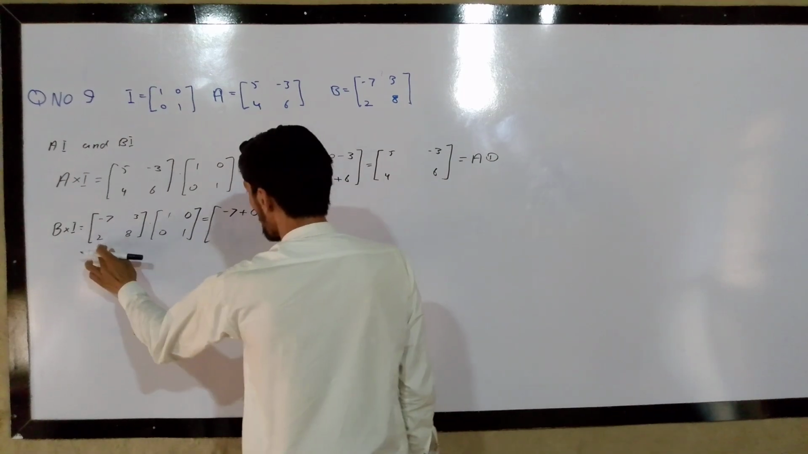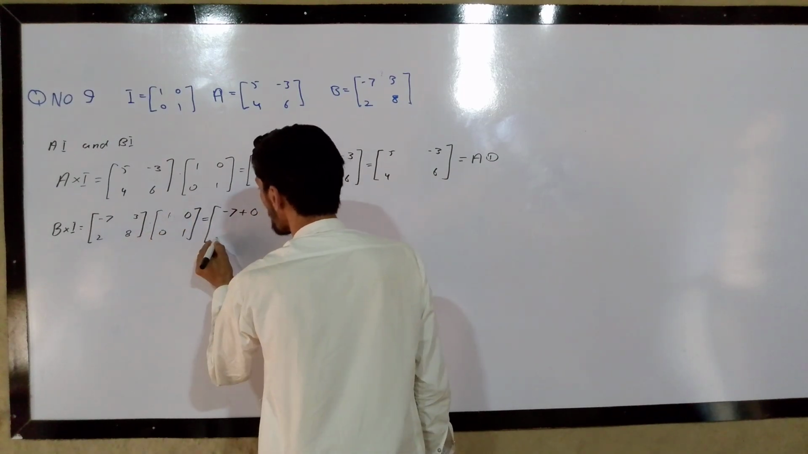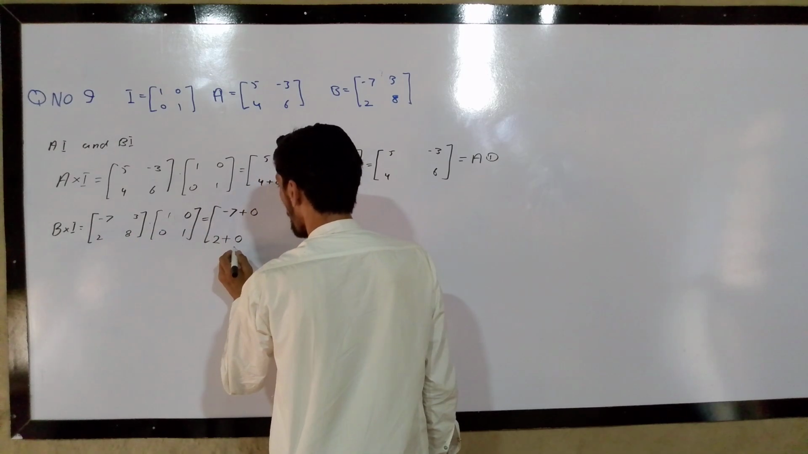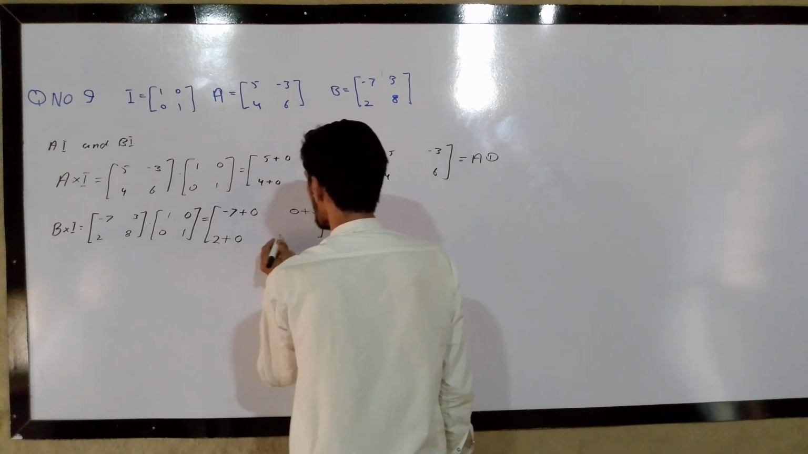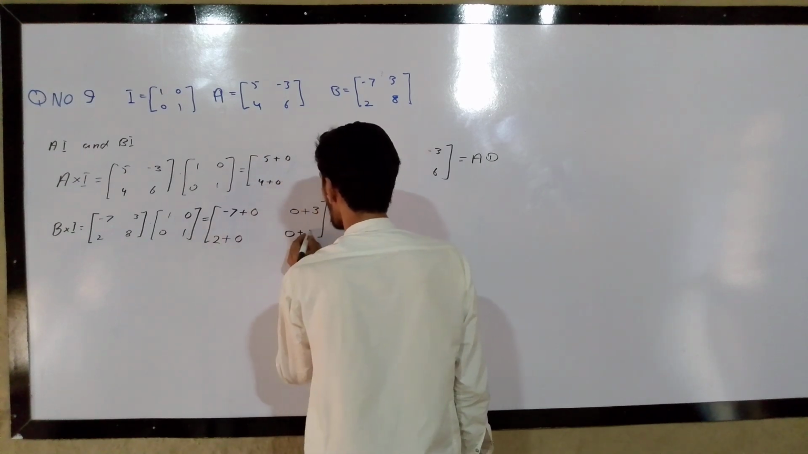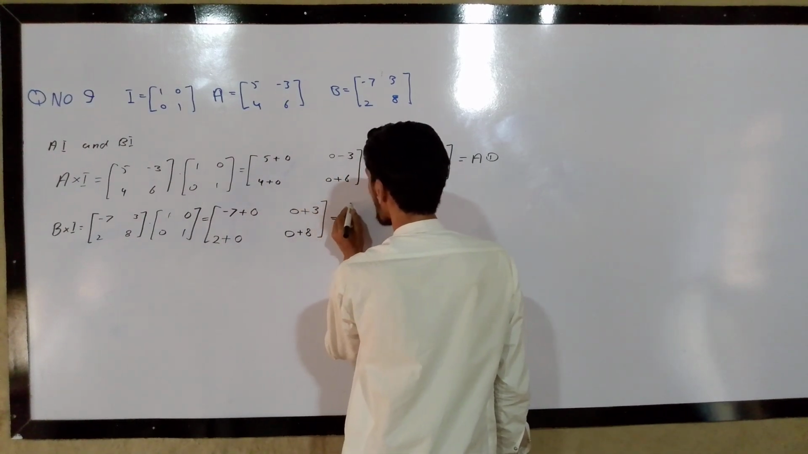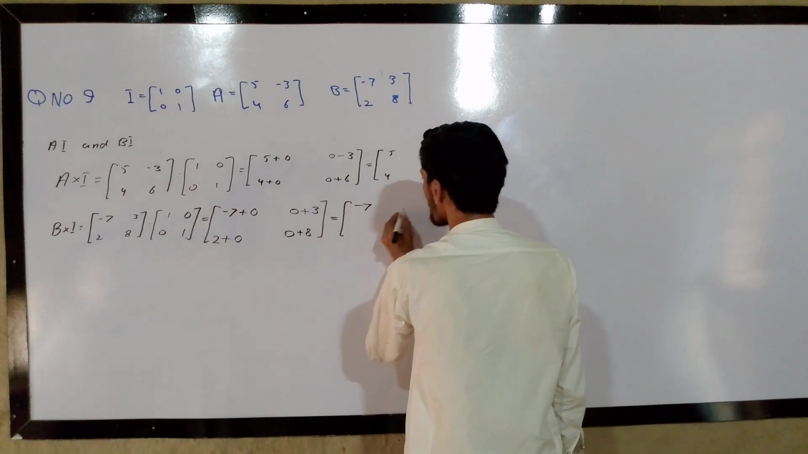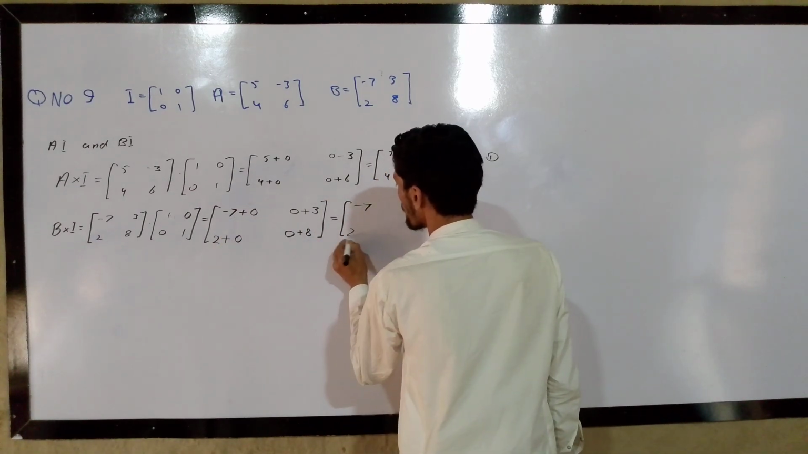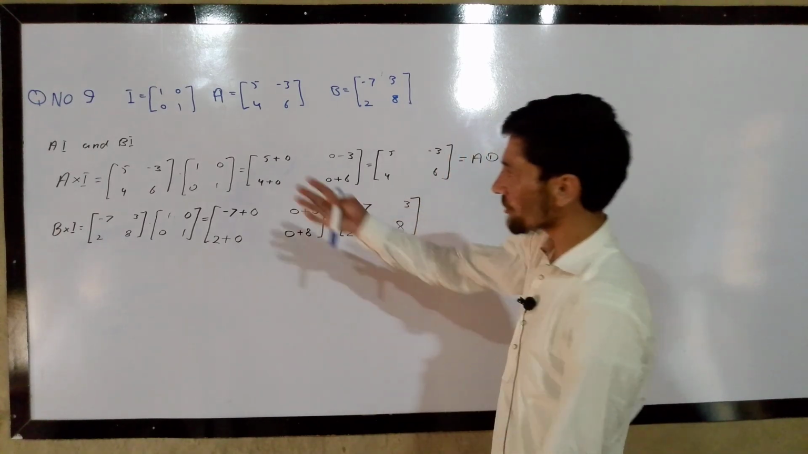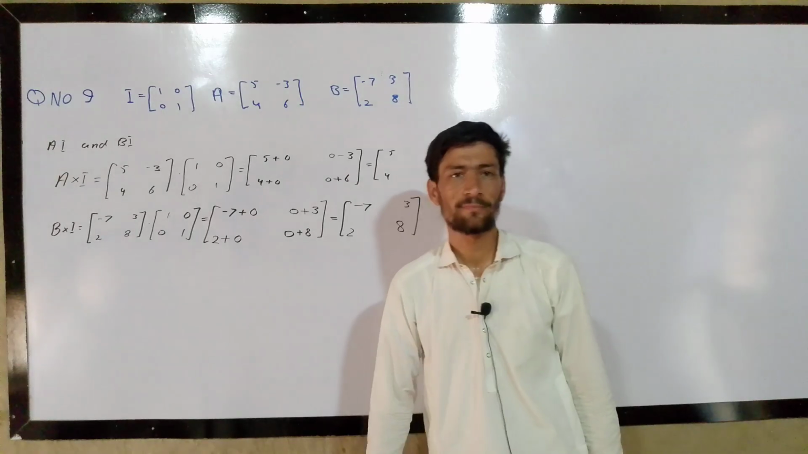Okay. 2 multiplied with 1 is 2, plus 8 multiplied with 0 is 0. 2 multiplied with 0 is 0, plus 8 multiplied with 1 is 8. Simplify it: -7, 3, 2 and 8 is the final answer of question number 9.